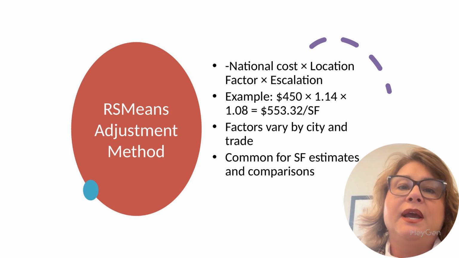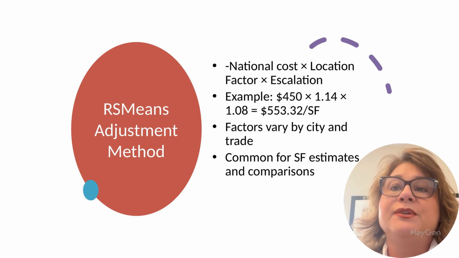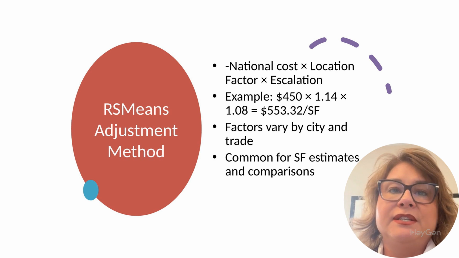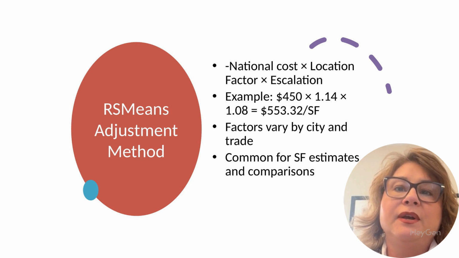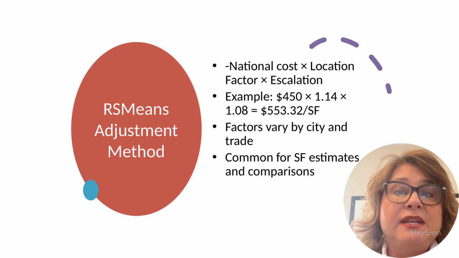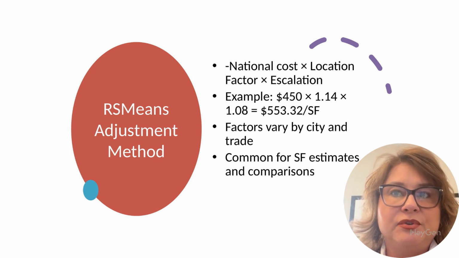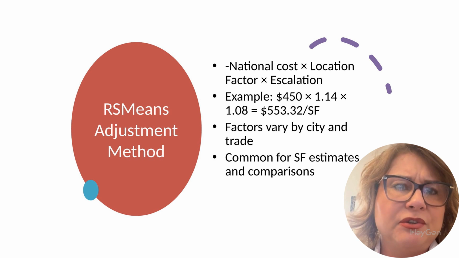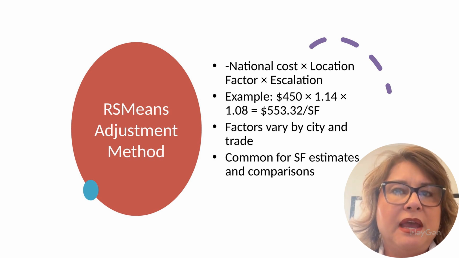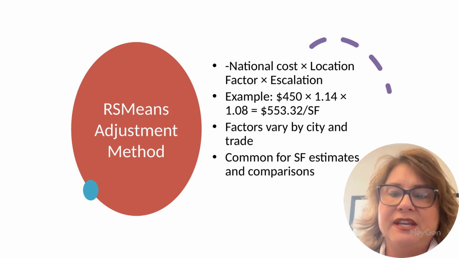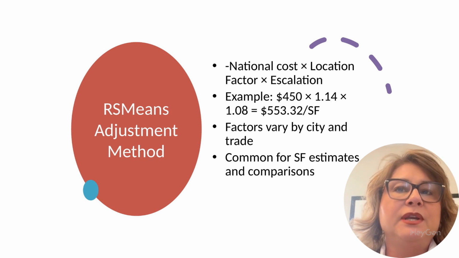We adjust RS Means square foot costs for a specific city and year. RS Means starts with a national average, but we have to localize that number to match our project's conditions. The formula is adjusted cost equals national cost times location factor times escalation factor. Let's do an example. Say the national cost is $450 per square foot. The location factor for Boston is 1.14, and the escalation factor to account for price increases next year is 1.08.